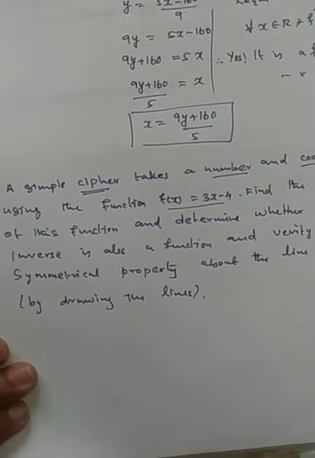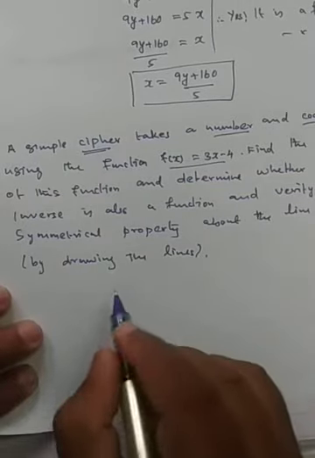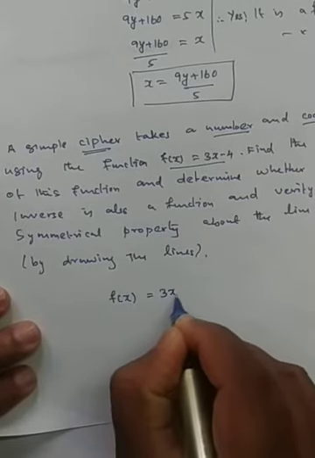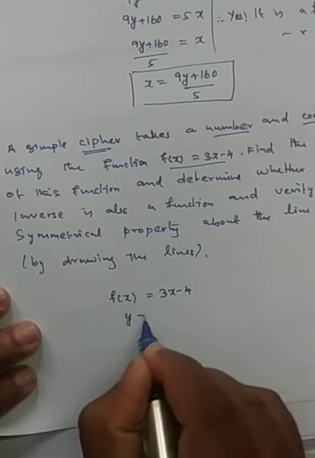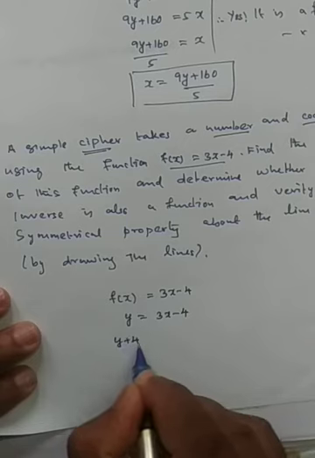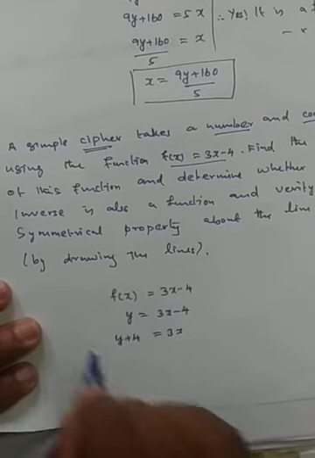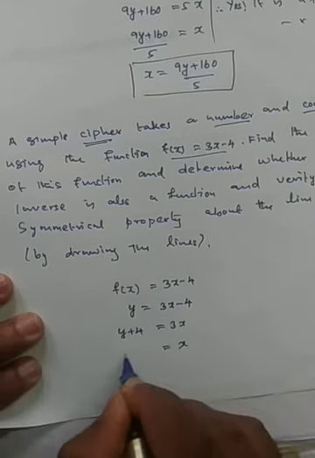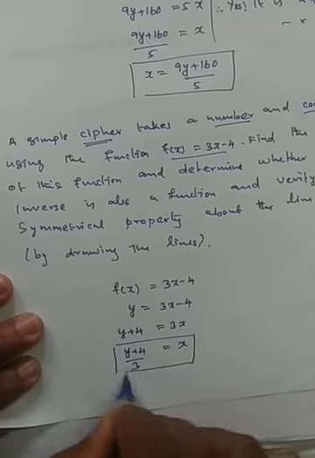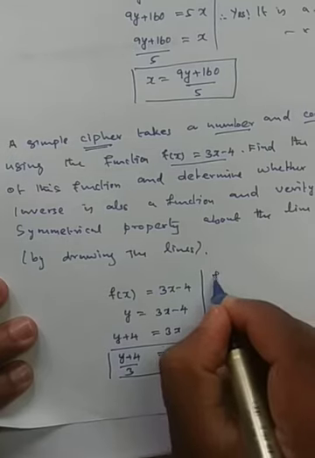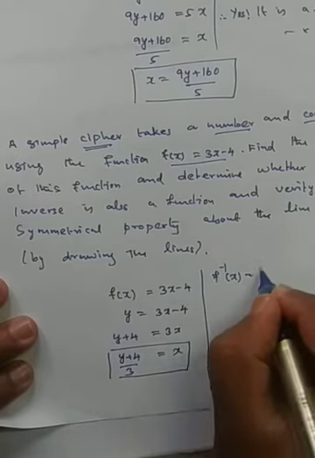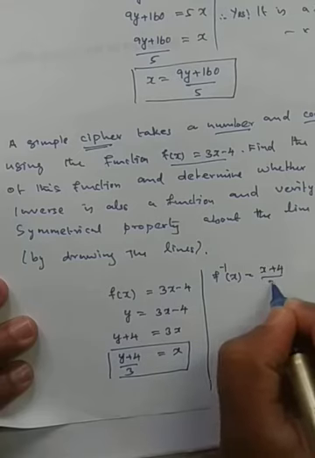Finding the inverse is so simple, we can easily calculate it. First we will find the inverse. f of x equals 3x minus 4, that is y equals 3x minus 4. So y plus 4 equals 3x, since the 4 goes to the other side. Then x will be y plus 4 divided by 3. This is the inverse, which you can write as f inverse of x equals x plus 4 by 3.